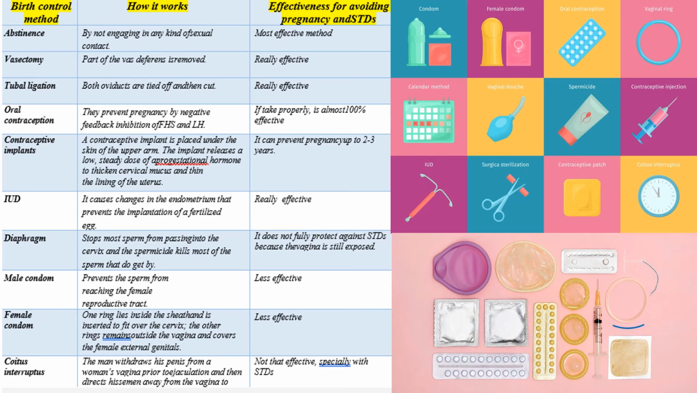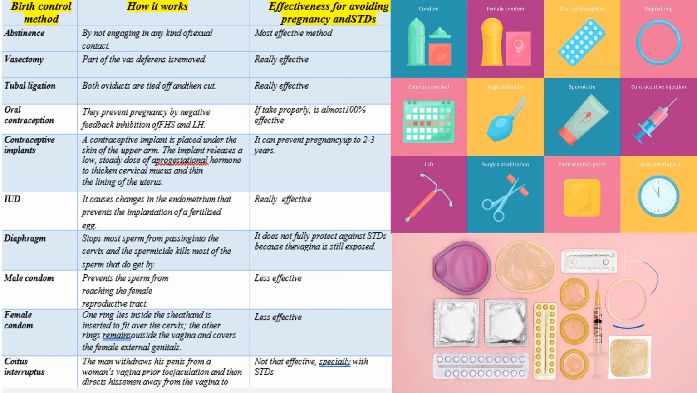Then we have the contraceptive implants. This can prevent pregnancy for 2 to 3 years, and is placed under the skin on the upper arm. It is visible on the upper arm, which is one of the not too good things about the implants for persons that don't want others to know that they are sexually active. So it's interesting as well.